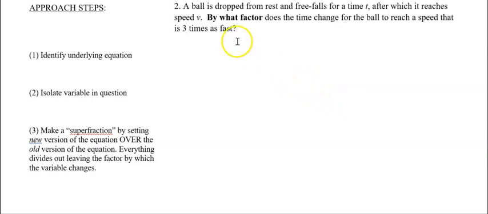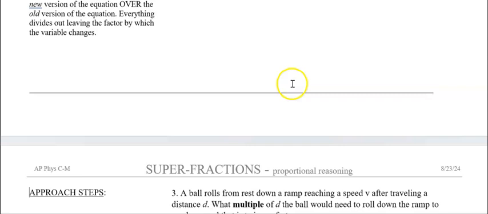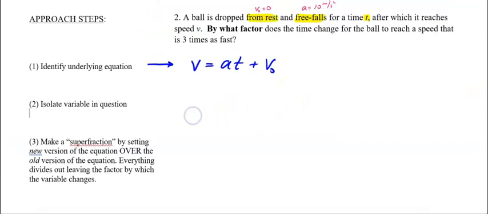Try another one. These are fun. A ball dropped from rest and free fall over time t, same problem as before. But after this time t, it reaches some speed given as v. We want to know by what factor does the time change, once again, but for the ball to reach a speed that's 3 times as fast. Okay, so let's think about the underlying equation here. So we've got this equation. Now, why is this equation the appropriate one to use? It's because we again have, sorry, seems to be jumping around on me a little bit here.